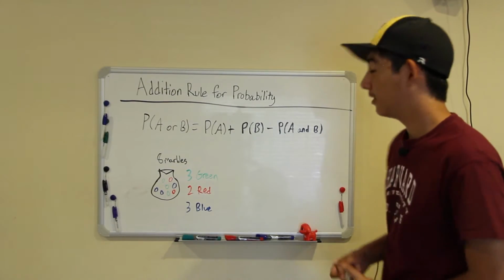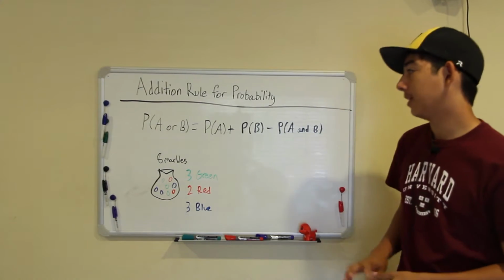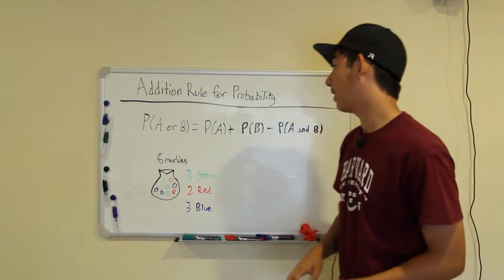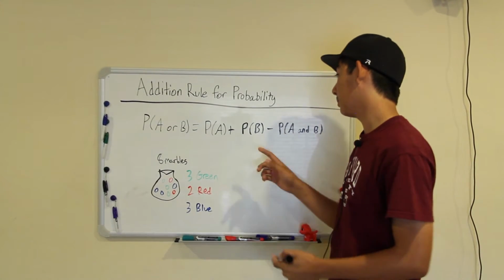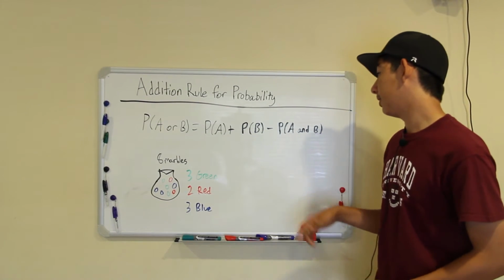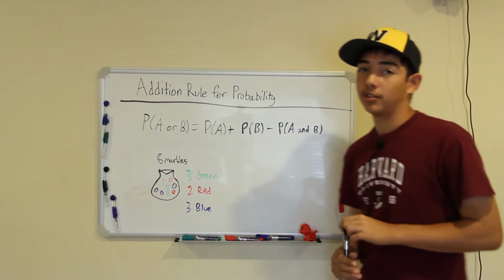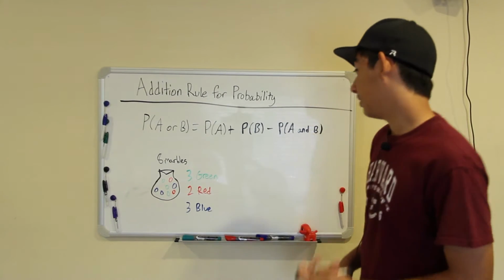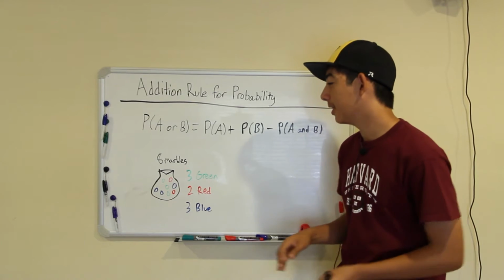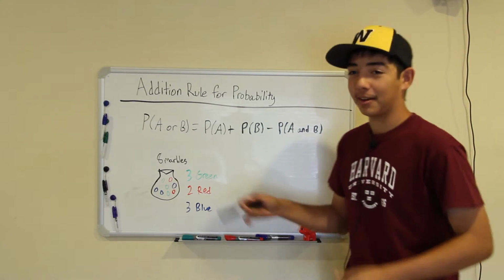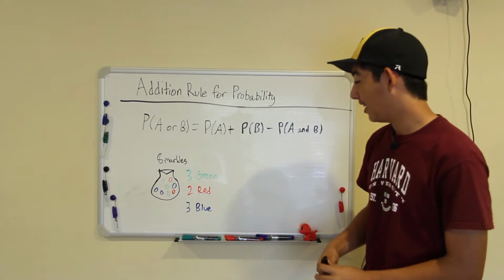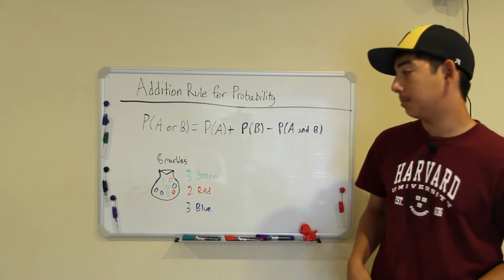Alright, now let's go over the addition rule for probability. So basically, if you have probability of A or B, that is equal to the probability of A plus the probability of B minus the probability of A and B. So let's go over an example. Let's say I took a trip down to Mr. Megorium's Wonder Emporium and I got a bag of 8 marbles. There's 3 green, 2 red, and 3 blue.